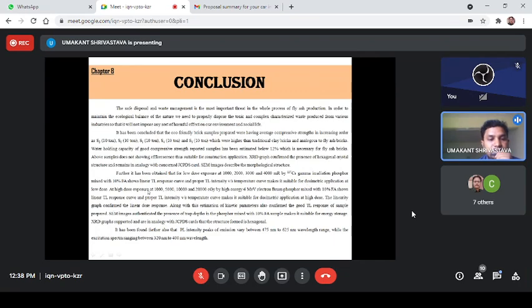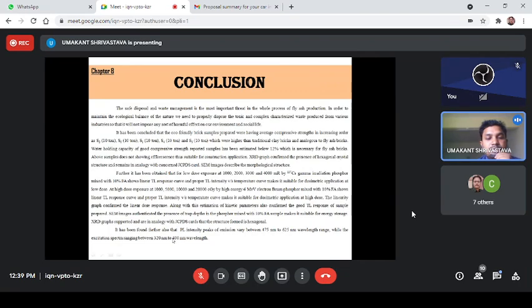At high dose exposure, again at 1000, 5000, 10,000, and 20,000 centigrade by high energy 6 MeV electron beam, the phosphor mixed with 10% fly ash shows a linear TL response curve and proper TL intensity versus temperature, which makes it suitable for dosimetric application at high dose. The linearity graph confirmed the linear dose response, and the estimation of kinetic parameters also confirmed the good TL response of the sample prepared.